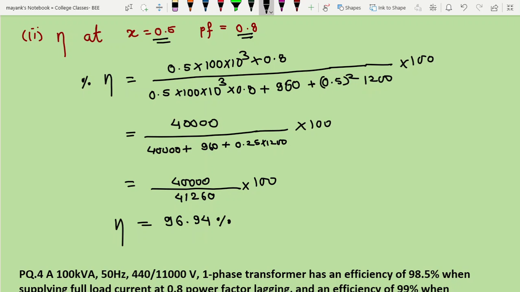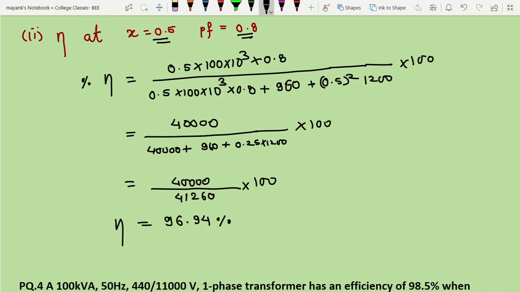Now in the third bit they are asking you the efficiency, so the procedure will be repeated here. Now you have to find the efficiency at 75%. That means x will be 0.75 and power factor is 0.7. So you use this formula, put x and the given power factor in the formula with the given data, and you will find the answer as 96.98. Okay, you can solve that particular thing, right?